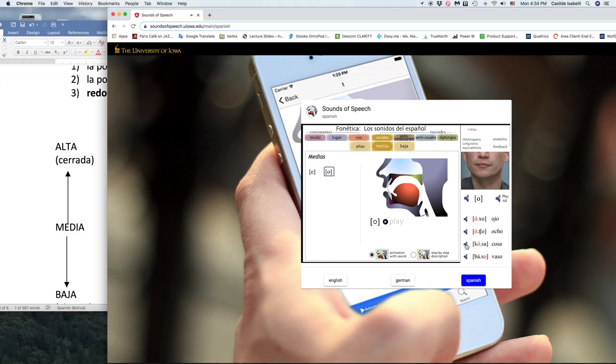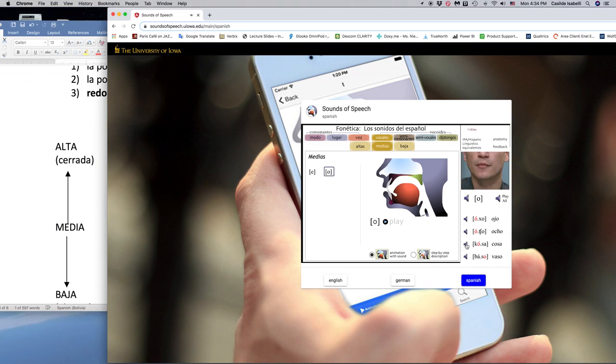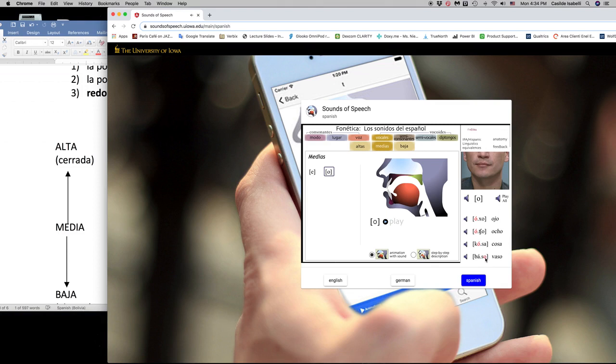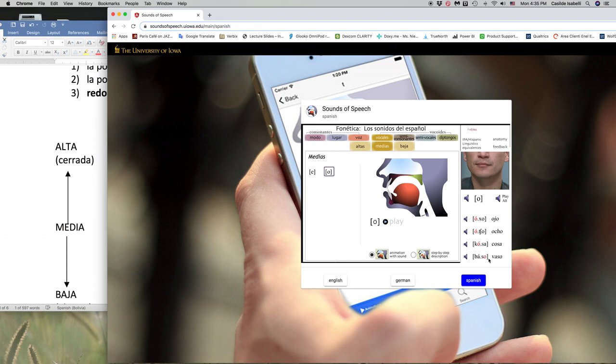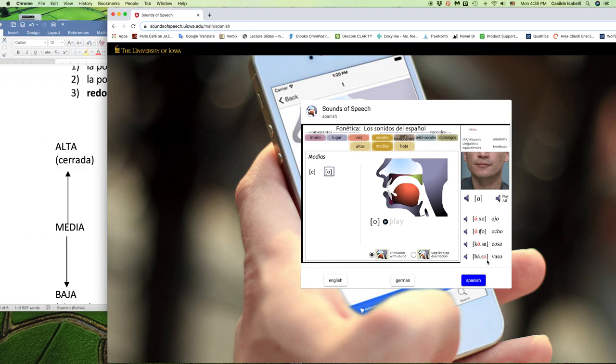Ocho. So those lips really purse there. Cosa. Vaso. This final O for us in Spanish needs to be really rounded. Otherwise, it comes out as no, vaso. It comes out as how we pronounce them in English, and it's incorrect.